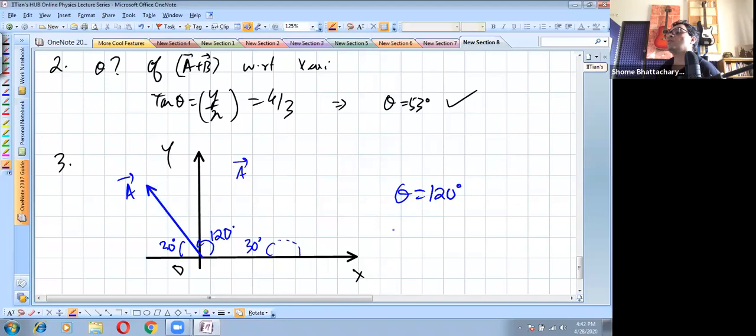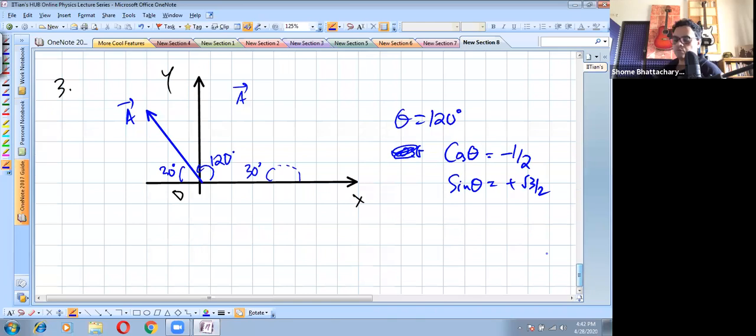Okay. So again, cos theta will become minus cos 60, minus half. And sin theta will be plus root 3 by 2. So use these values and you will be able to do question number 3.